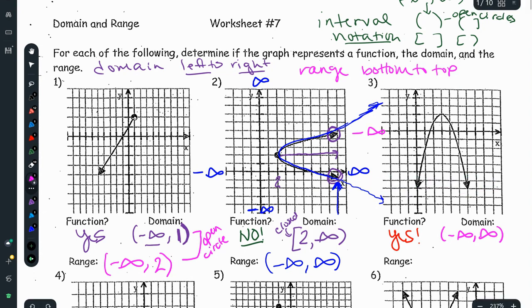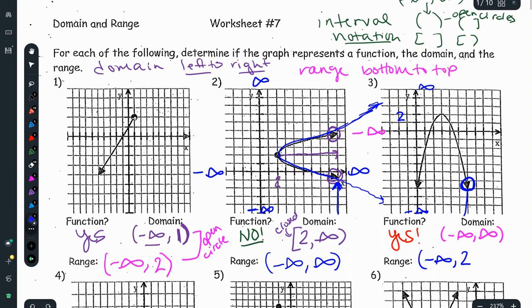For the range, remember we go bottom to top. So at the bottom is negative infinity, at the top is infinity. So bottom to top, as I head up, the first thing I hit is an arrow. So that arrow means it's going to go down forever. Down forever is negative infinity. Then I keep going up, up, up, up, up, and I stop right here when my y coordinate is 2.